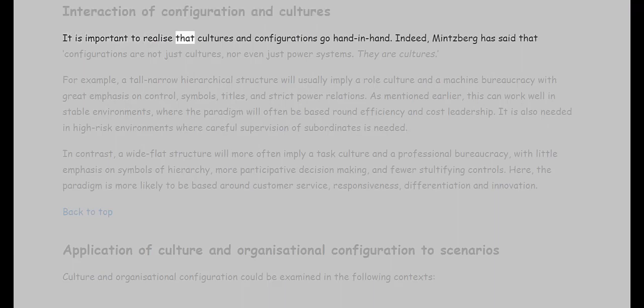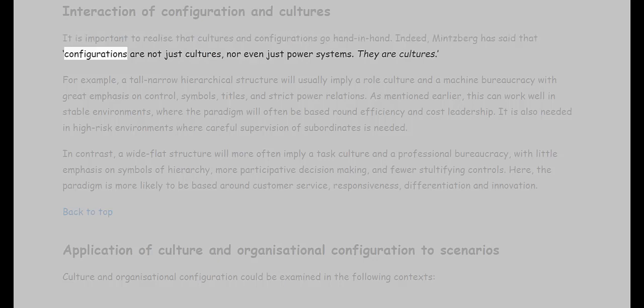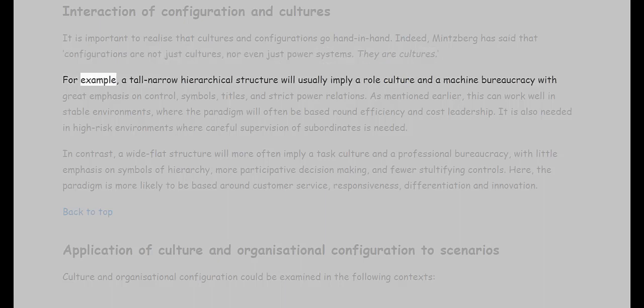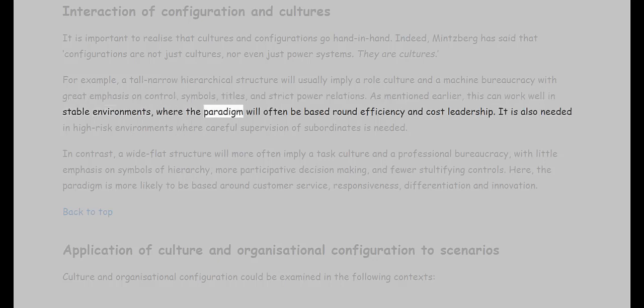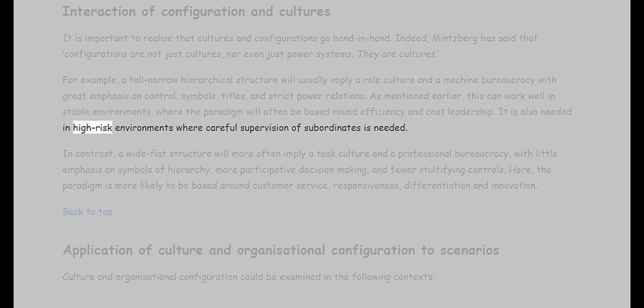It is important to realize that cultures and configurations go hand in hand. Indeed, Mintzberg has said that configurations are not just cultures, nor even just power systems. They are cultures. For example, a tall narrow hierarchical structure will usually imply a role culture and a machine bureaucracy with great emphasis on control, symbols, titles, and strict power relations. As mentioned earlier, this can work well in stable environments, where the paradigm will often be based around efficiency and cost leadership. It is also needed in high-risk environments where careful supervision of subordinates is needed.